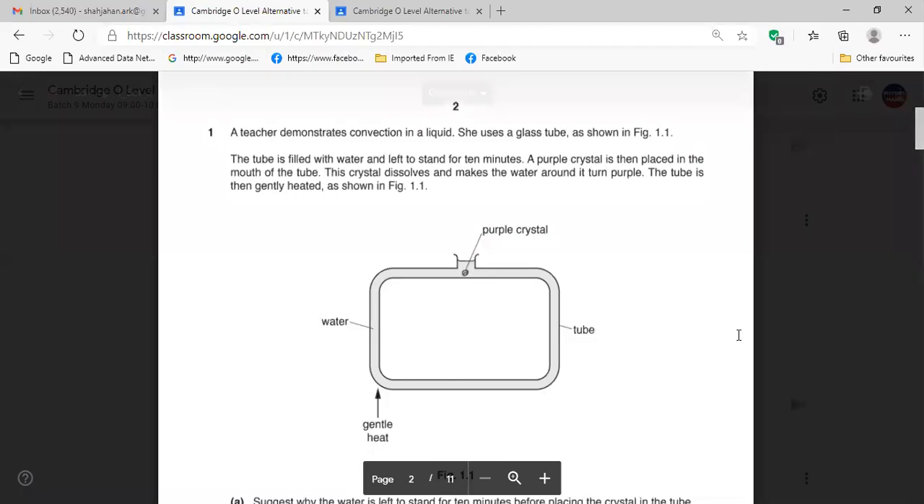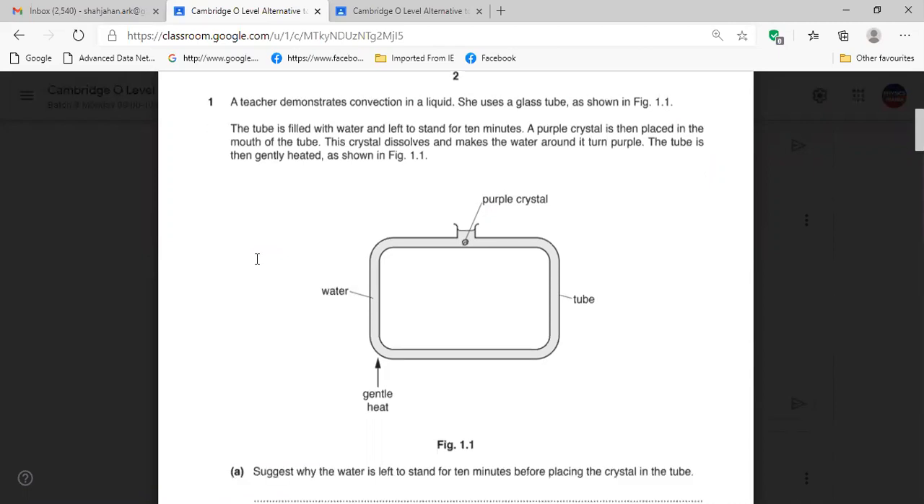A teacher demonstrates convection in a liquid. She uses a glass tube as shown in figure 1.1. The tube is filled with water and left to stand for 10 minutes. A purple crystal is then placed in the mouth of the tube. This crystal dissolves and makes the water around it turn purple. The tube is then gently heated as shown in figure 1.1.